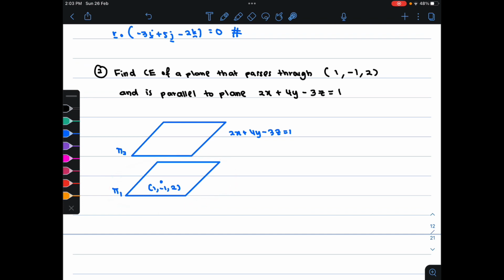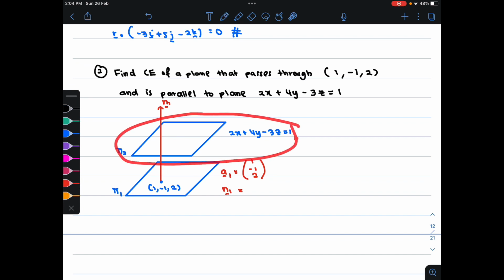This means that I need to find the vector a1 and vector n1 for plane 1. And we know that from the coordinate given in plane 1, we can find the vector a1, which is 1, -1, 2. Next, I need to find the normal vector 1. So if this is the plane, therefore this will be the normal vector 1 for plane 1. Next, plane 2 is going to have its own normal vector as well, which is n2.